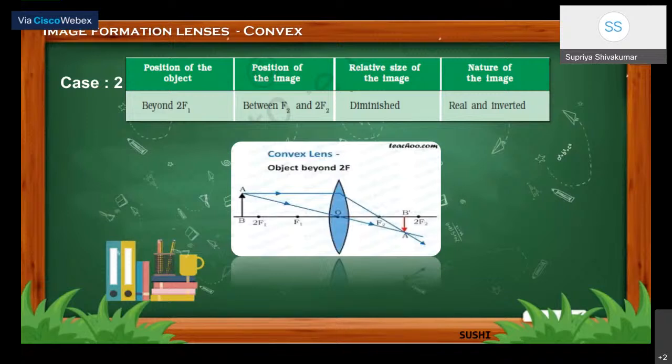Moving on, we have the next case where the object is placed at 2F1, or you can say the object is placed at center of curvature. When an object is placed at center of curvature, where do we get the image? We get it at the center of curvature only, but on the other side. That is, if you place an object at 2F1, we get an image at 2F2. Then what will be the size? What will be the nature? The size of the image will be the same as that of the object. But what is the nature? It is real and inverted.